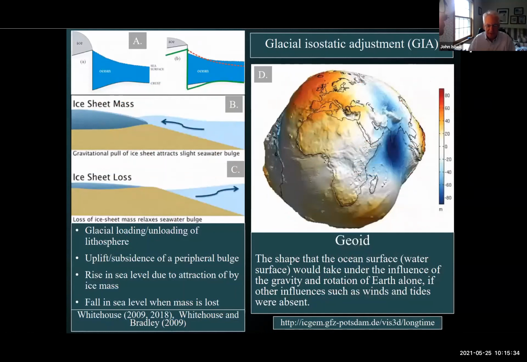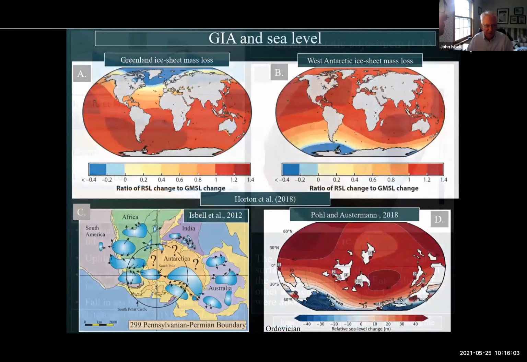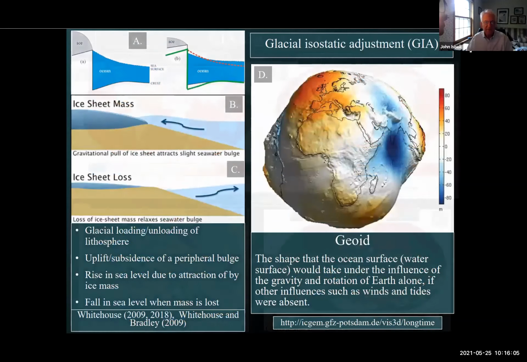And the geoid then is the shape that the ocean surface would take under the influence of gravity and the rotation of the Earth. And if we look at the modern geoid, we find that there are areas where there are depressed ocean surfaces in terms of elevation. The northern Indian Ocean, it's almost 100 meters lower than average. The northern Atlantic, it's almost 100 meters higher than average. Next.